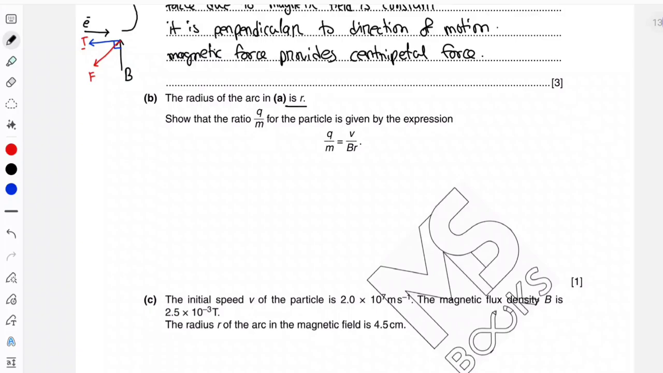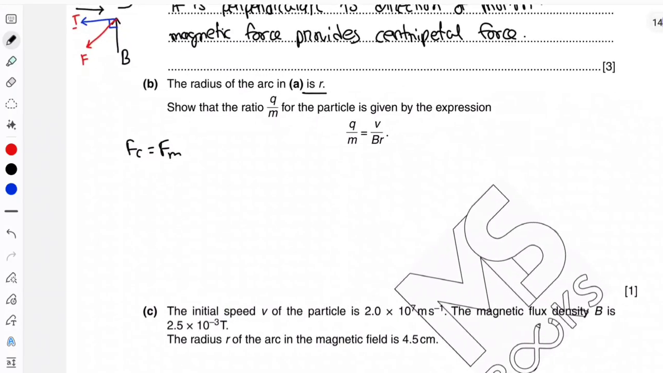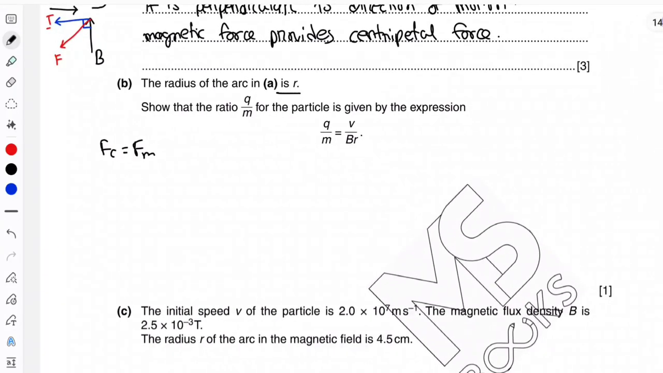The radius of the arc is r. Show that q over m for the particle is given by the expression. So as I have explained, our centripetal force is equal to our magnetic force. The equation of the centripetal force is mass times velocity squared over r. It came from, we know, force is equal to mass times acceleration. The centripetal acceleration is velocity squared over r.